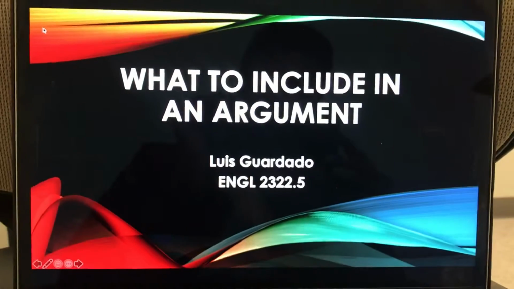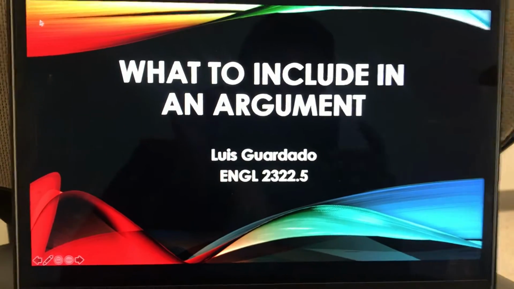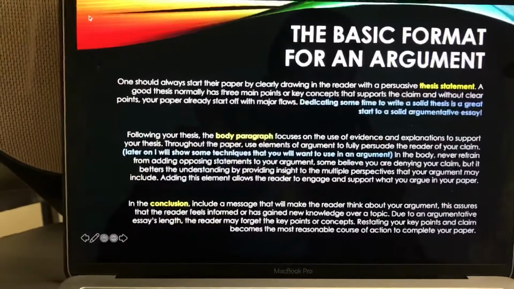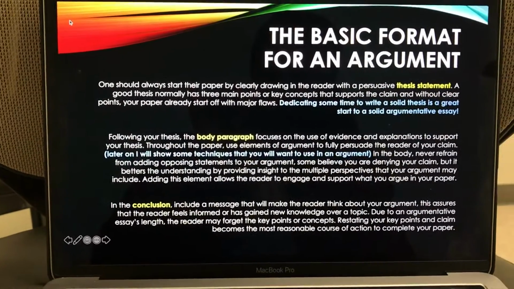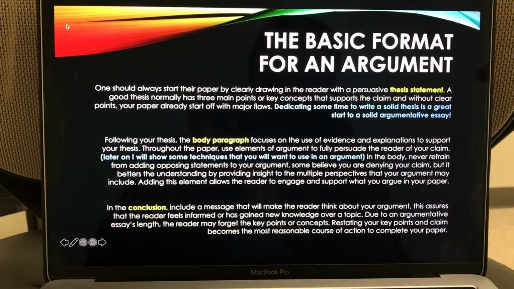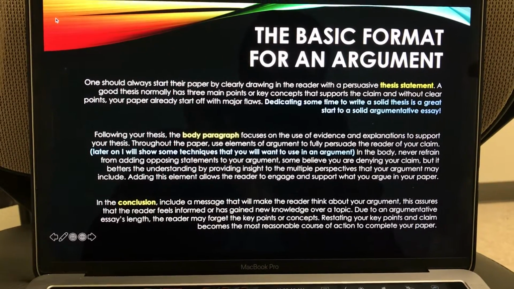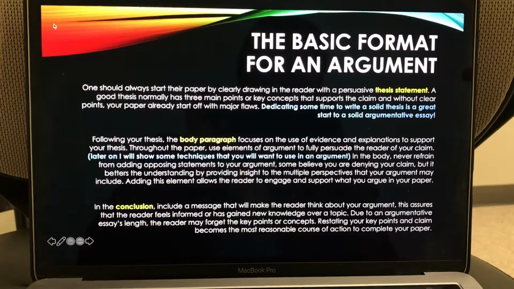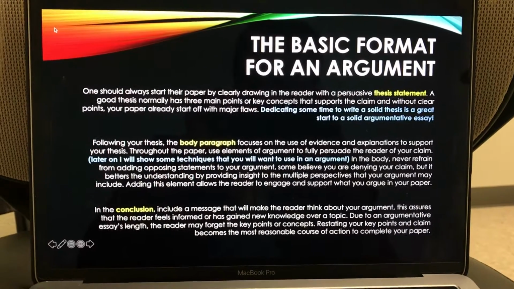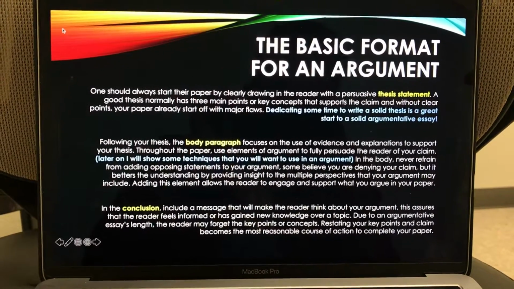This is my 2322 English project. It is what to include in an argument. The basic format for an argument is one should always start their paper by clearly drawing in the reader with a persuasive thesis statement. A good thesis normally has three main points or key concepts that support the claim, and without clear points, your paper already starts off with major flaws.